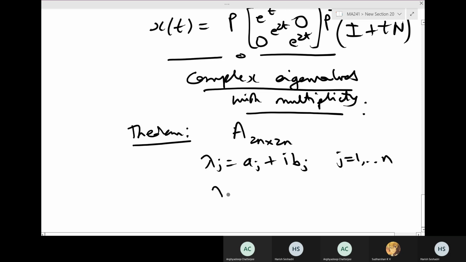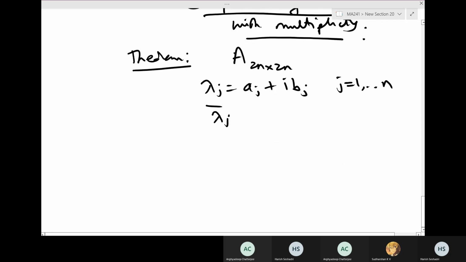And then, of course, as I said, you have the conjugates. This forms a complete set of eigenvalues. But the same issue might arise as in the real case, that there might be multiplicity. So the matrix need not be diagonalizable even over C.